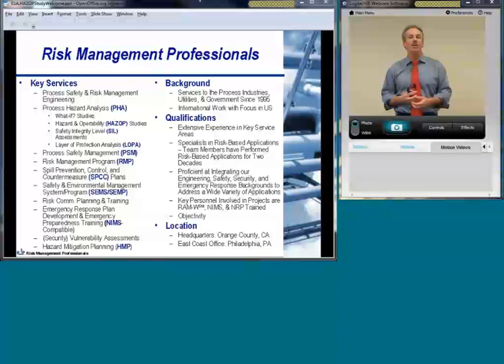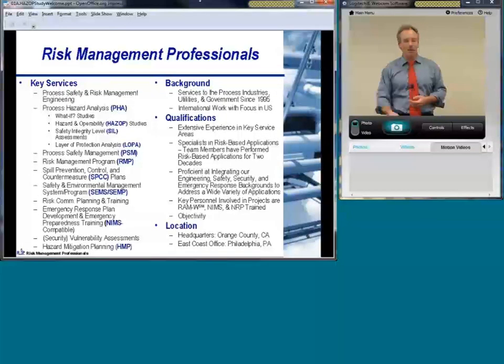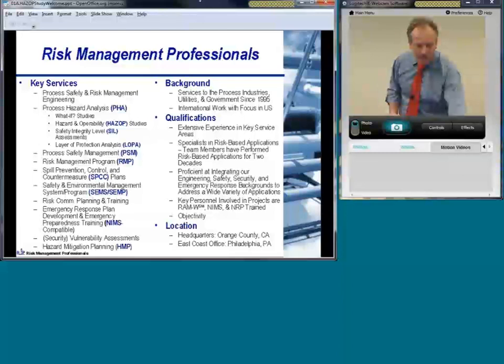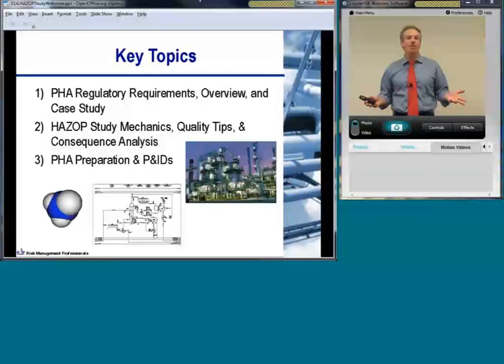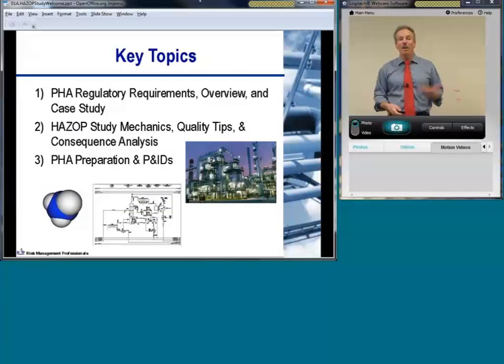Basically, the key topics that we've already covered: Module 1 was the regulatory requirements, an overview, and a little case study. Module 2 was the HAZOP study mechanics, quality tips, and consequence analyses. Our last module, which we shared with Judith Sakairos, was PHA preparation and also what to do with good quality P&IDs.